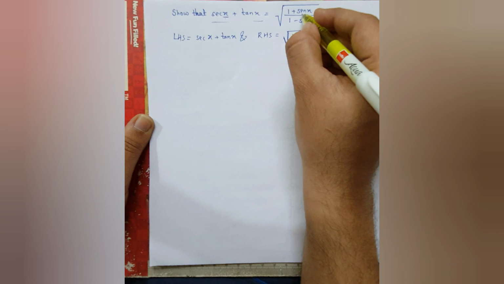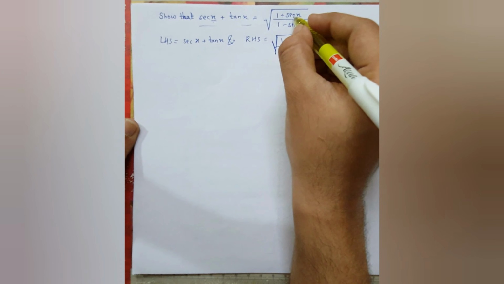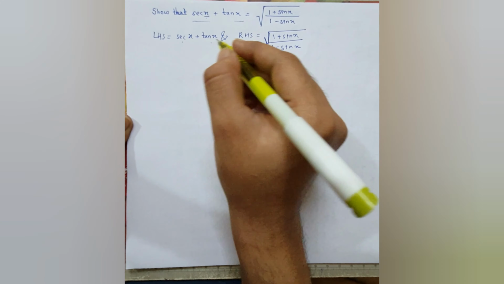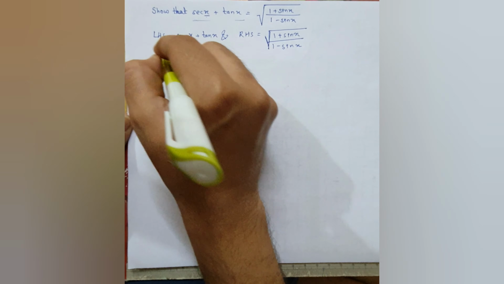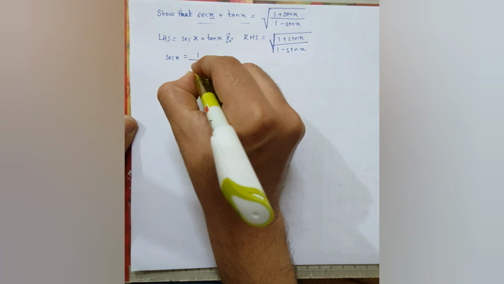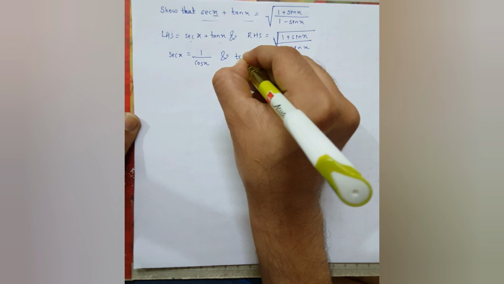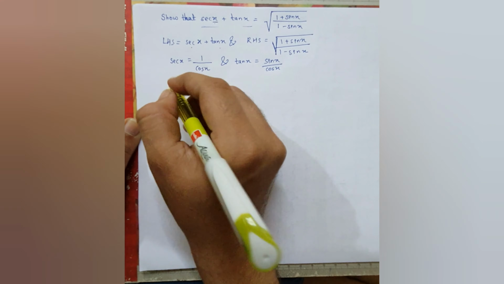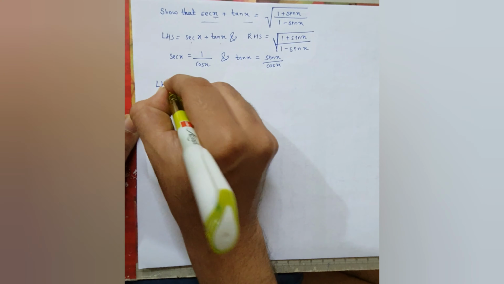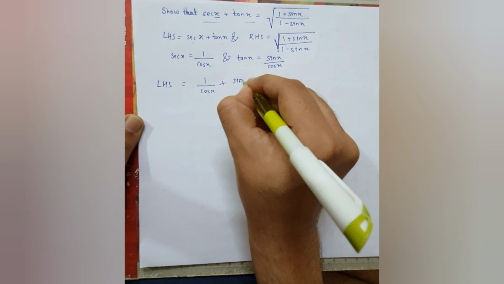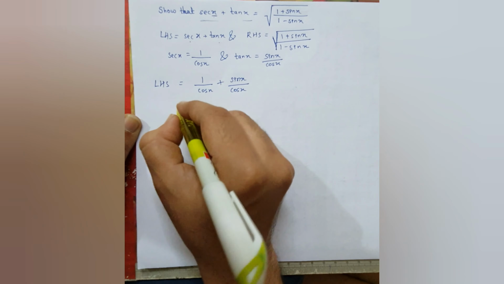Now as we are having the value in RHS in the terms of sine, we are going to convert this sec theta and tan theta into the values of sine and cos. So we have the formulas that sec x is equal to 1 upon cos of x, and tan of x is equal to sine of x divided by cos of x. So we are substituting these values in the terms in the LHS. So we'll be getting 1 upon cos of x plus sine of x divided by cos of x.